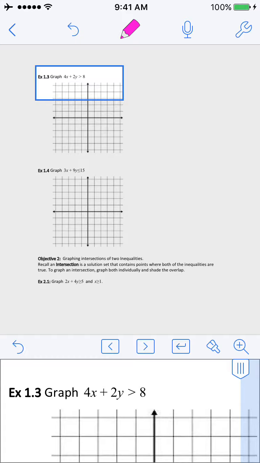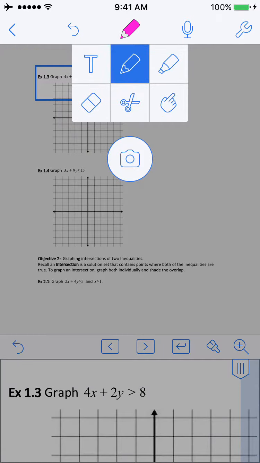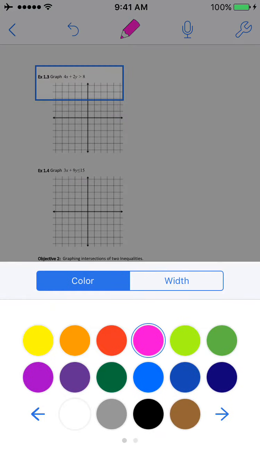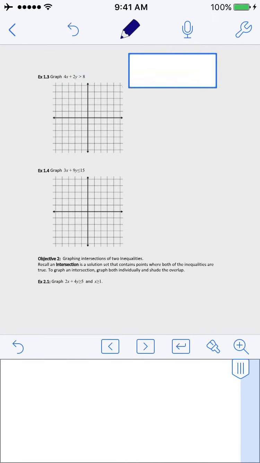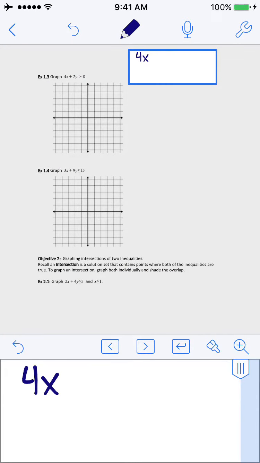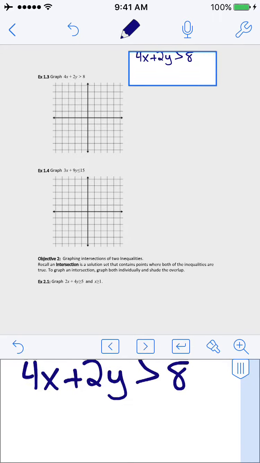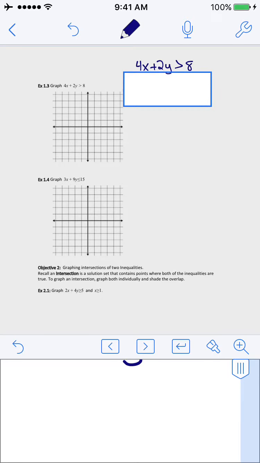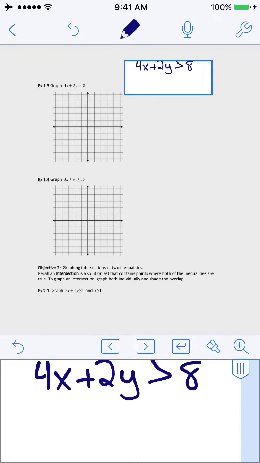All right, let's do another one. So 4x plus 2y is greater than 8. Same 3 steps. We've got 4x plus 2y is greater than 8, right? First, we will convert it to y equals mx plus b.